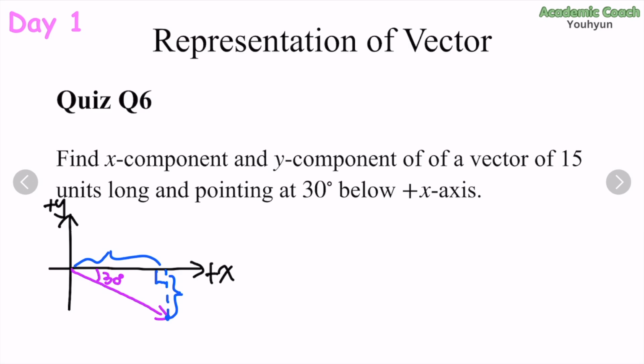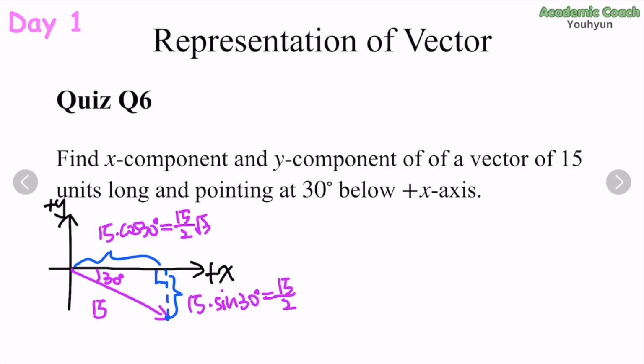So this side should be 15 multiplied by cos 30, which is 15 over 2 square root of 3. And this side should be 15 times sine 30, which is 15 over 2. But that's not the final answer yet.